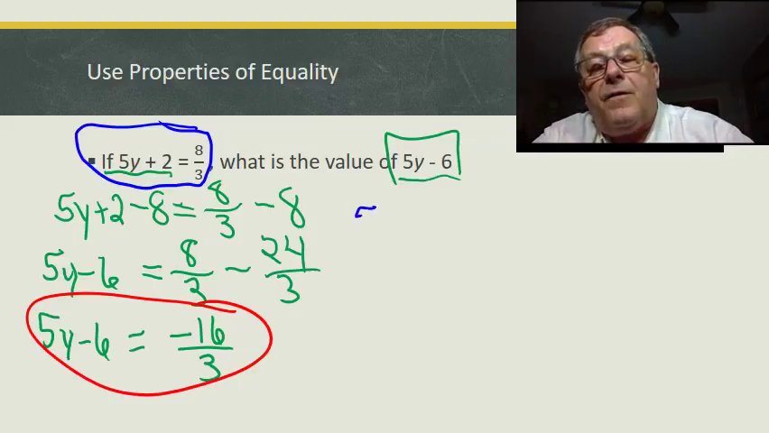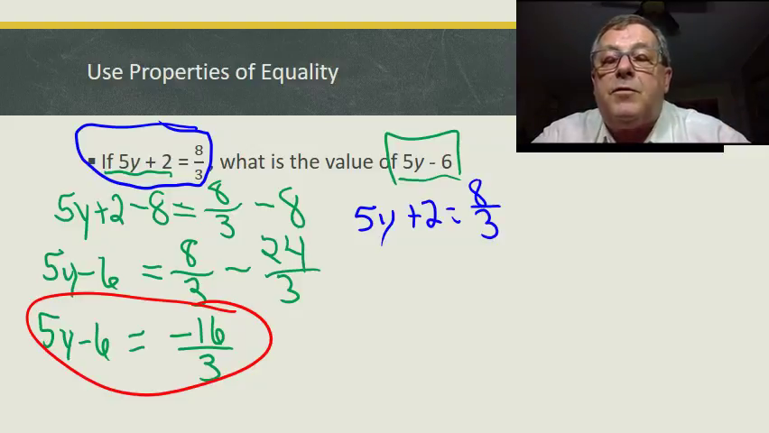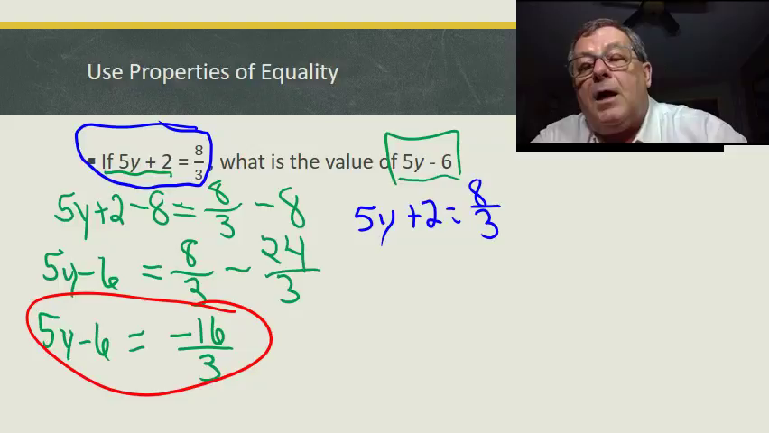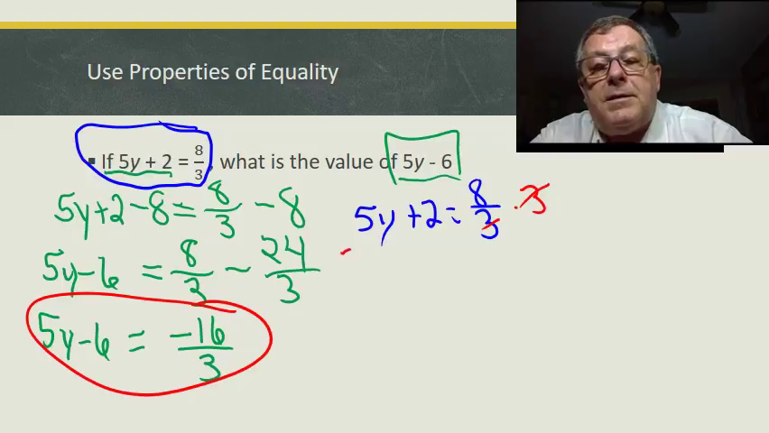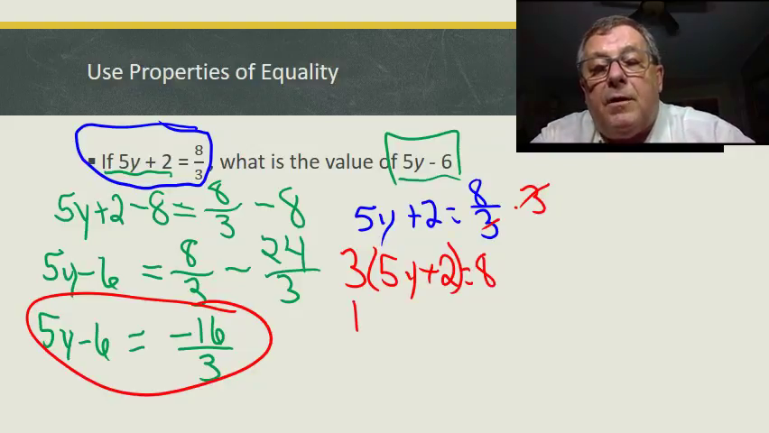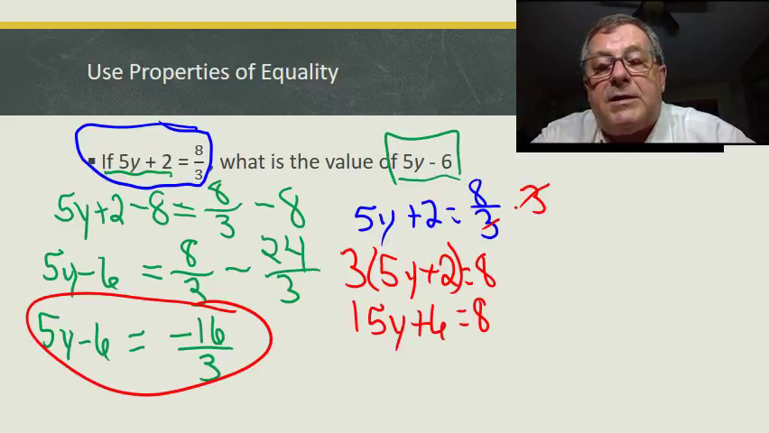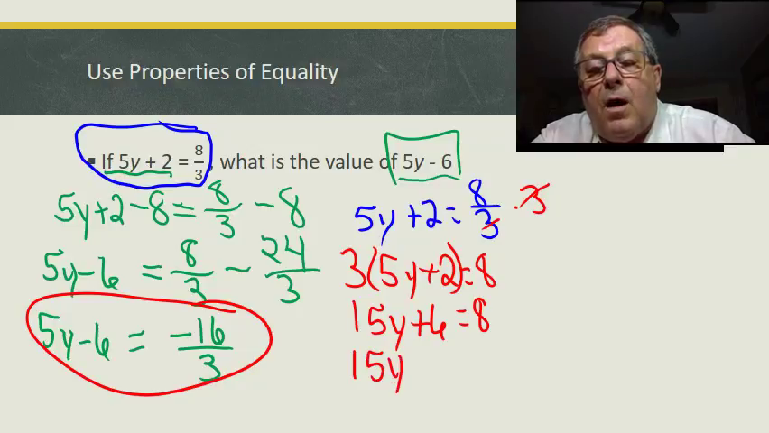If I've got 5y plus 2 equals 8 over 3, and I want to solve this, the first thing I'm going to do is multiply both sides by 3. Over here, these 3's are going to cancel. So now I've got 3 times 5y plus 2 equals 8. I'm going to distribute that 3, so I've got 15y plus 6 equals 8. I'm going to subtract 6 from both sides, so I've got 15y equals 2, and y equals 2 over 15.